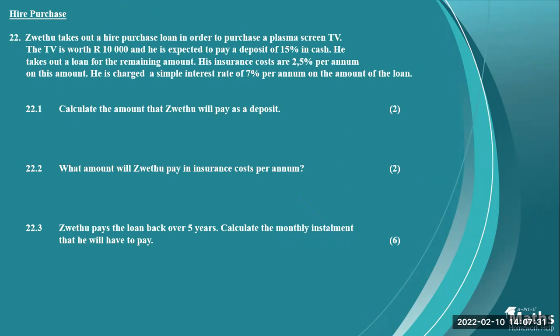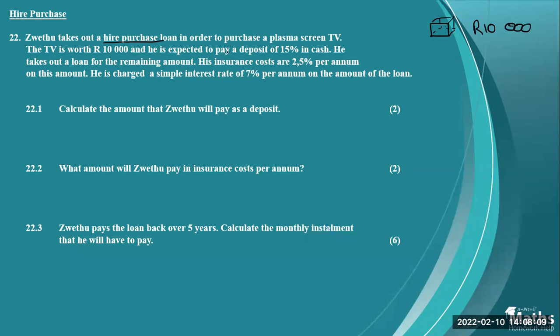Sweat 2 takes out a hire purchase loan. So here they tell us immediately it's going to be a hire purchase loan to purchase a plasma screen TV. So it's hire purchase, so now you know it's simple interest. The TV is worth 10,000 Rand. So again, I like to draw pictures. Let's say it's an old TV, those box TVs. So this TV is worth 10,000 Rand. Just to give yourself a picture.